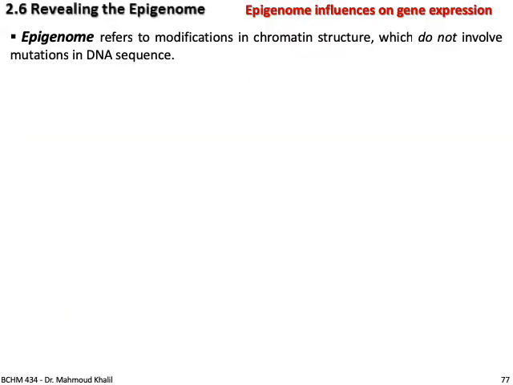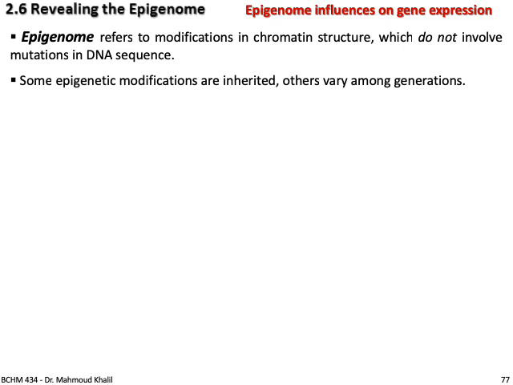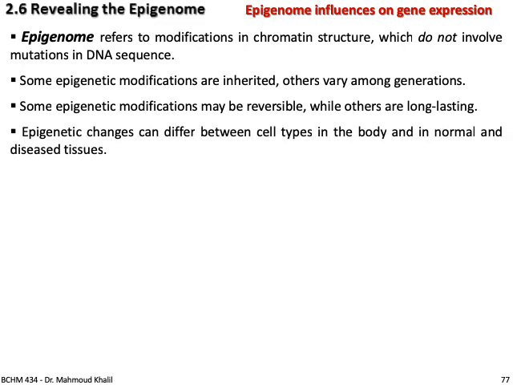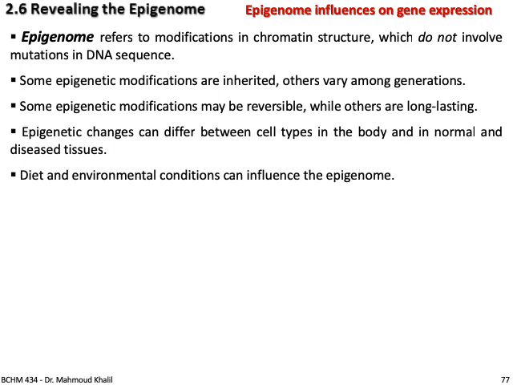The last subtopic in this lecture is revealing the epigenome. The epigenome refers to modifications in chromatin structure which do not involve mutation of DNA sequences. So there is a change in chromatin structure and no mutation is involved. Some epigenetic modifications are inherited, others vary among generations. Some of these modifications can be reversible, while others are long-lasting and irreversible. Epigenetic changes can differ between cell types in the body and in normal and diseased tissues. Diet and environmental conditions can influence the epigenome.